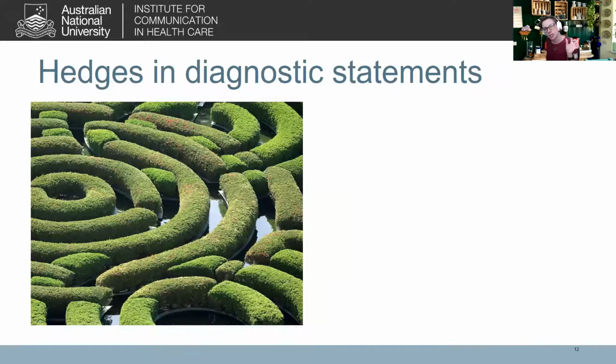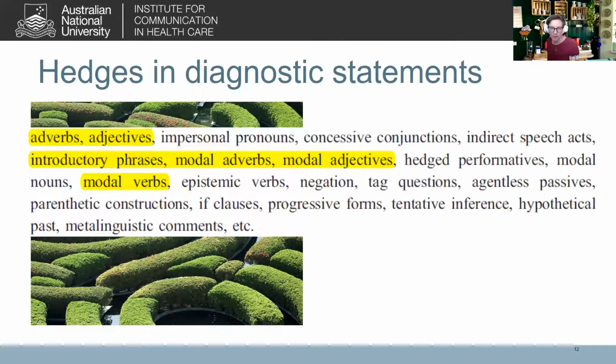Here's just a tiny little list in an article on pragmatic competence and hedging by Fraser. And you can see how many there are. I've highlighted the ones that we actually looked at in detail. So looking at modals, modal adverbs, adjectives, as well as nouns, different types of words, different adverbs and adjectives.